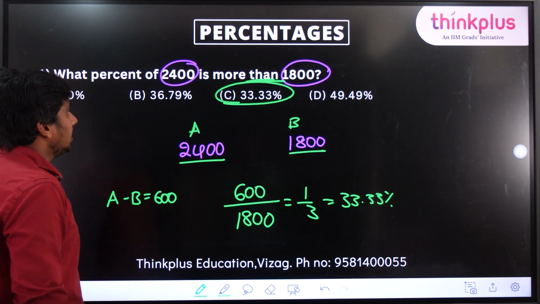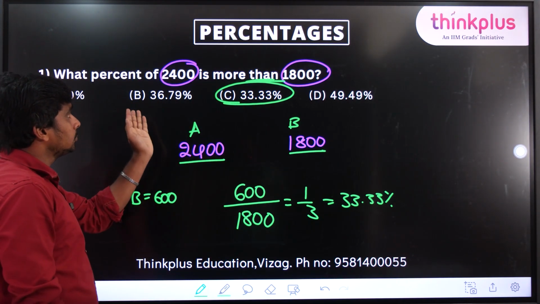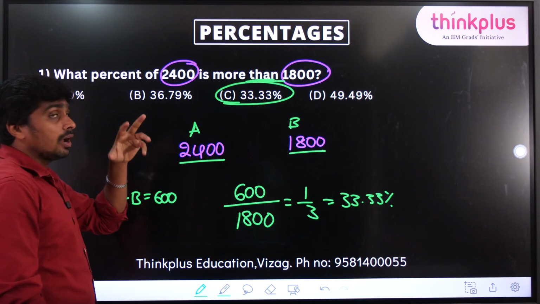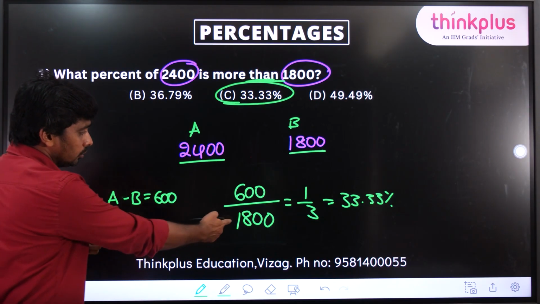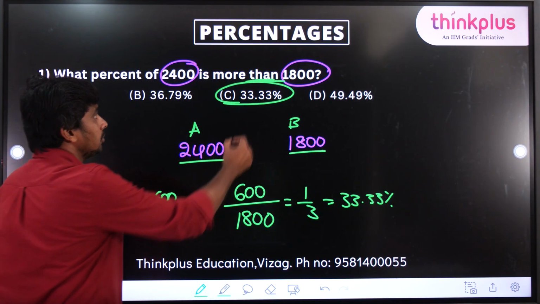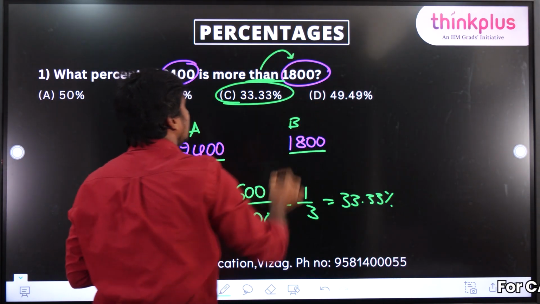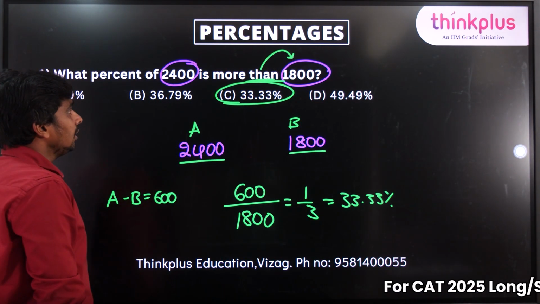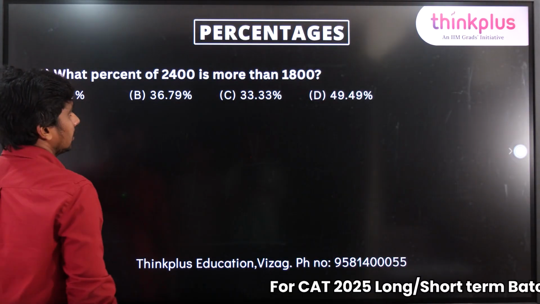If they say 1800 is how much more or less than 2400, then this time 2400 is there, I write 2400 as the denominator. Every time you should write the denominator after the word "than". Okay. Let's talk about one more question here.